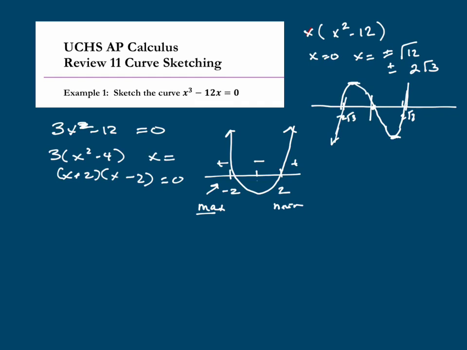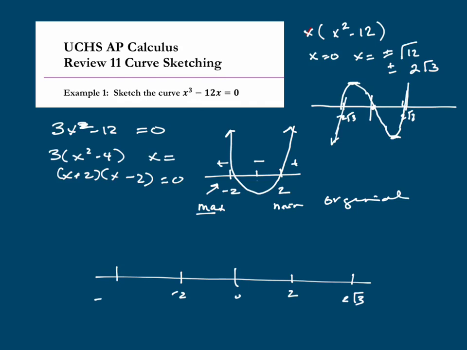Now we don't know what those are, so we can find out by putting it back into the original. So now, if I'm sketching this, I have 0, and then I have 2, and I have 2 square root of 3, and I have negative 2, and I have negative 2 square root of 3. And I know it goes through 0, and it goes through these points. So those are my zeros. And I know that at negative 2 and 2, there's a maximum at negative 2 and a minimum at 2, and I just need to know how far up and down that is, or the y value.